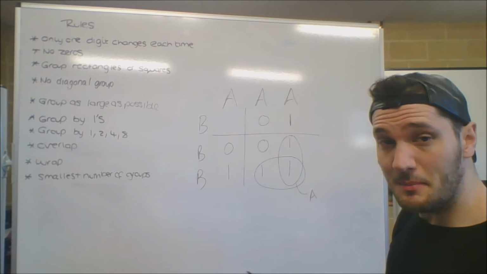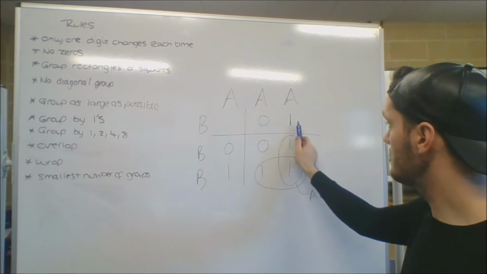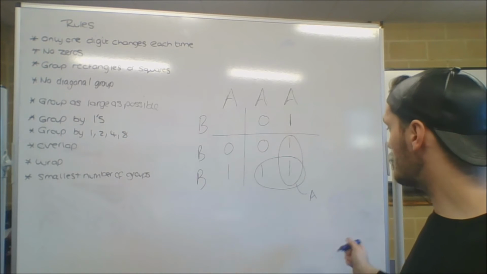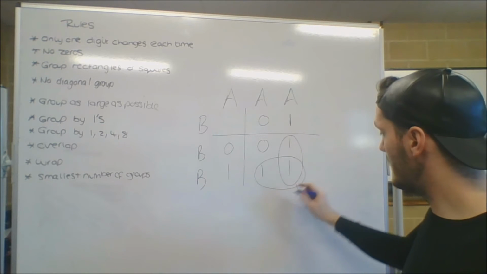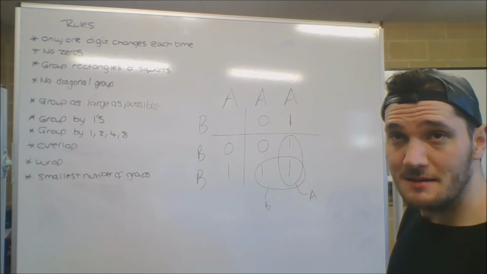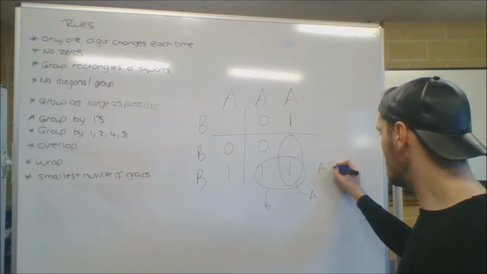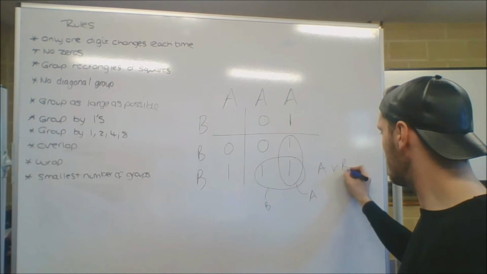Now, the same applies to B. B is 1, but if you look at A, they're different. So what we've got here is A or B. Now that, simplified, is A or B.